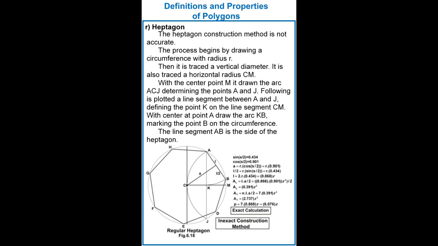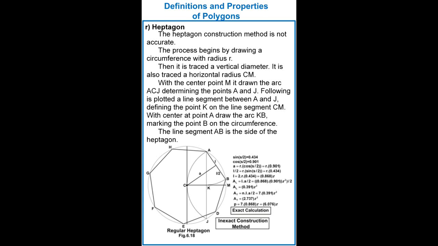This slide will present the construction and the characteristics of the regular heptagon that has 7 sides. Figure 6.18 shows the construction of the regular heptagon that uses a construction method that is not precise. Initially, the circumscribed circumference is drawn. A vertical diameter is then drawn in the circumference. A horizontal radius CM is also drawn.